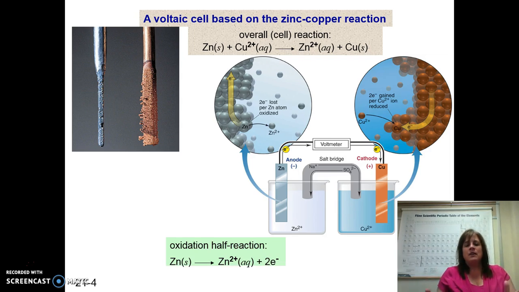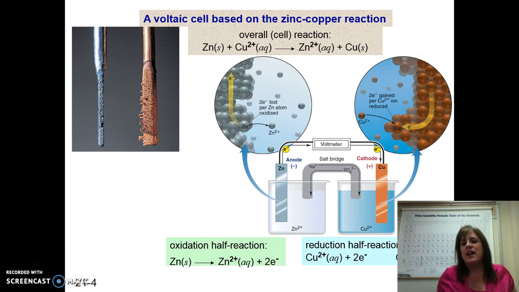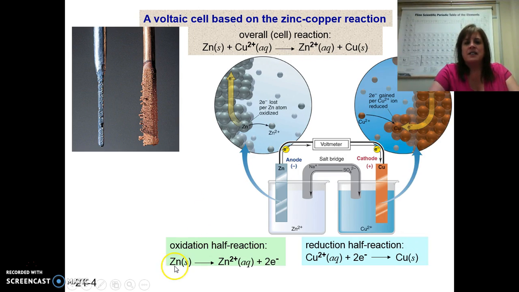Now, really, we should write these equations as half reactions because they're happening in isolation. So we have zinc becoming zinc plus 2 and losing 2 electrons, and the copper going from plus 2, gaining 2 electrons and becoming copper solid. We write them as half reactions because we're keeping them separate.